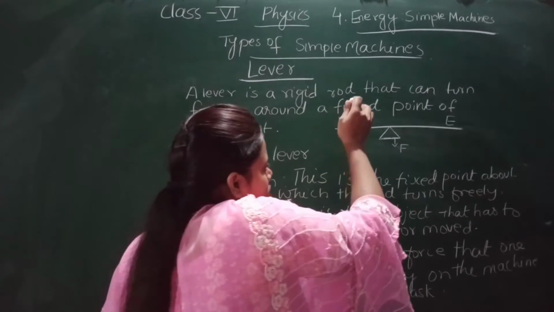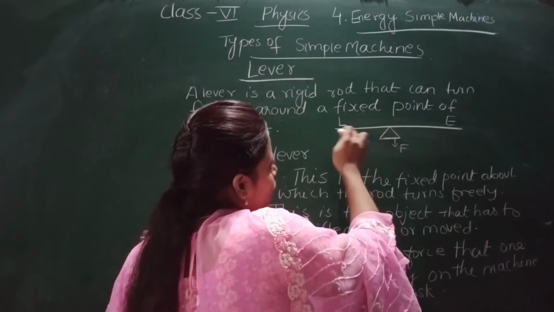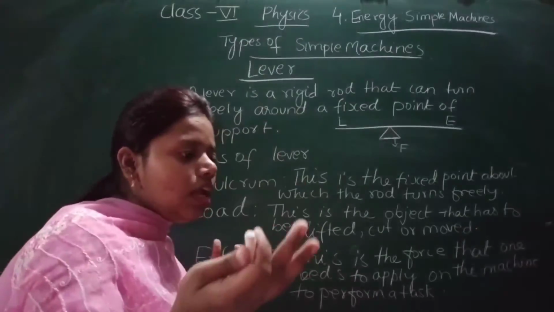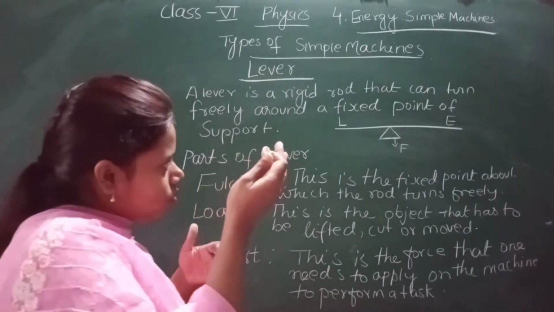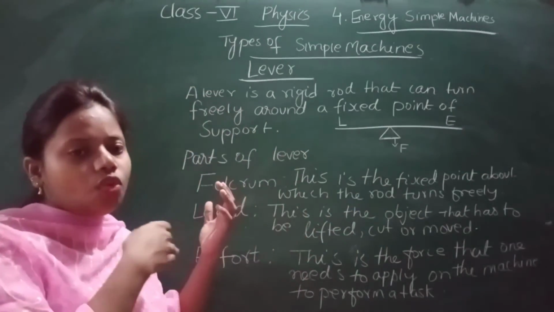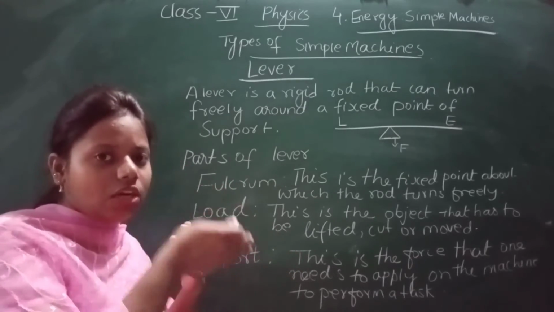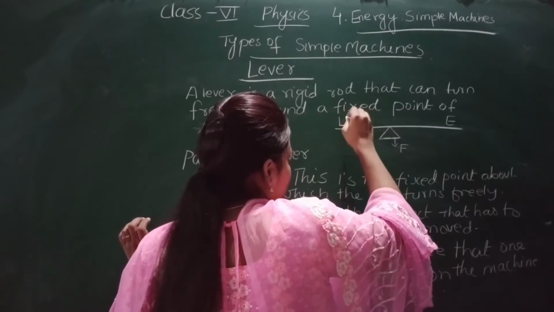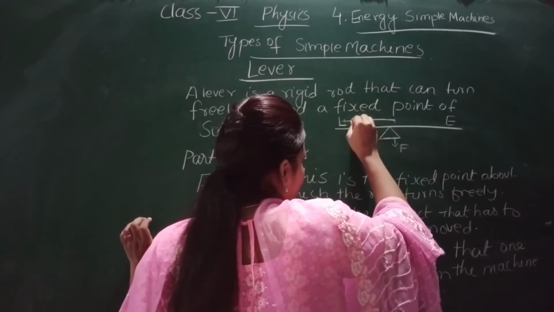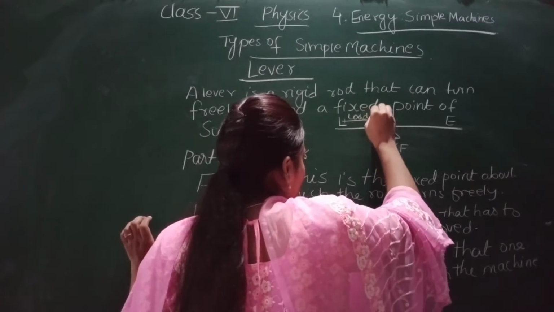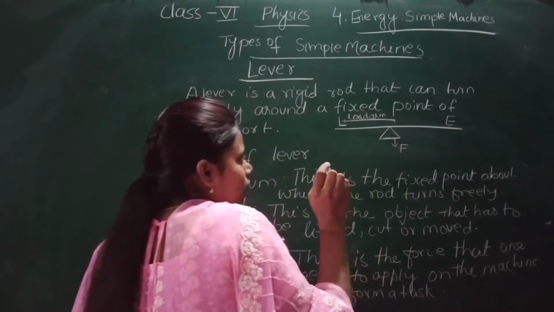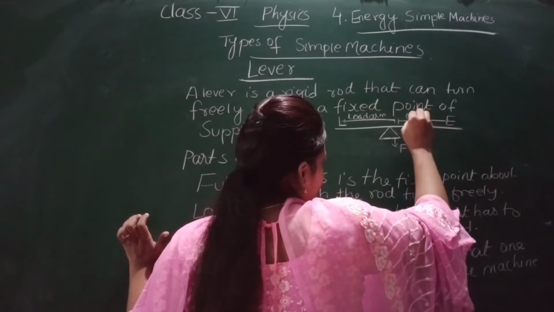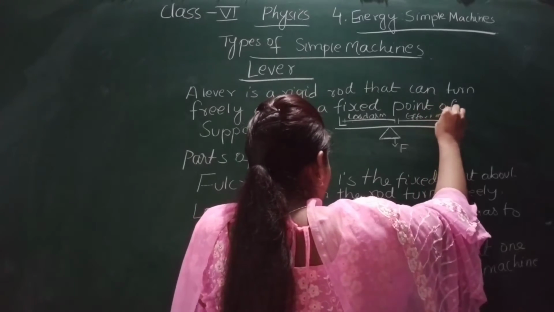The distance of the load from the fulcrum, wherever the fulcrum is situated. Because in the three classes of lever, the fulcrum is in different places. So wherever the fulcrum is situated, from there to the load, we call that the load arm. In this case, the fulcrum is here and the load is here, so from here to here is the load arm. And the distance from fulcrum to effort is called the effort arm.